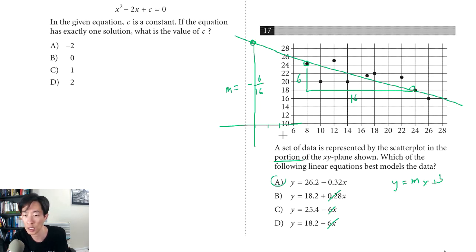So just keep that in mind for other problems in which they're asking for the y-intercept and they're not showing you the actual axis because they're starting at some arbitrary number. In this case, it's 6.